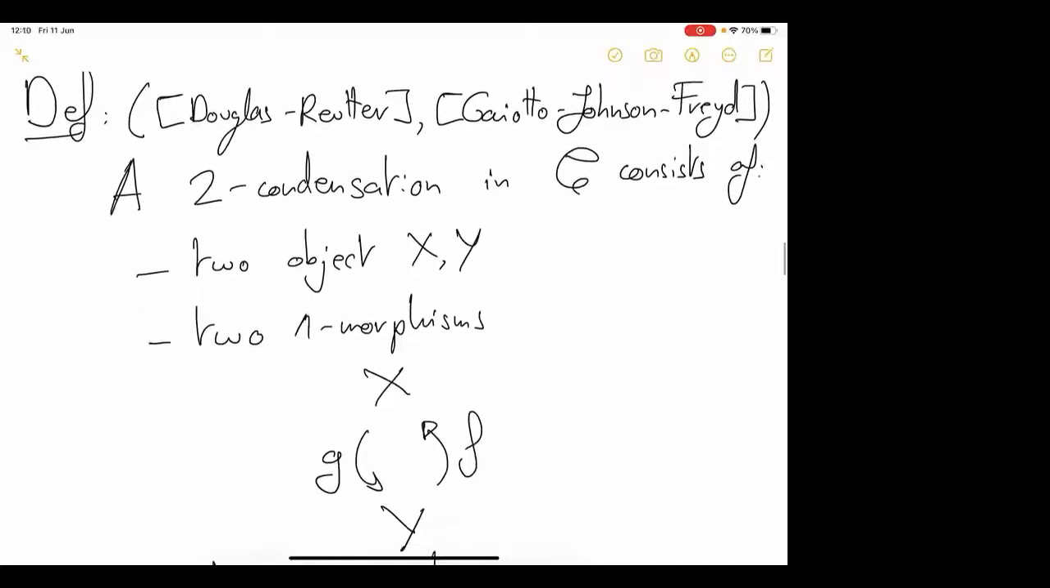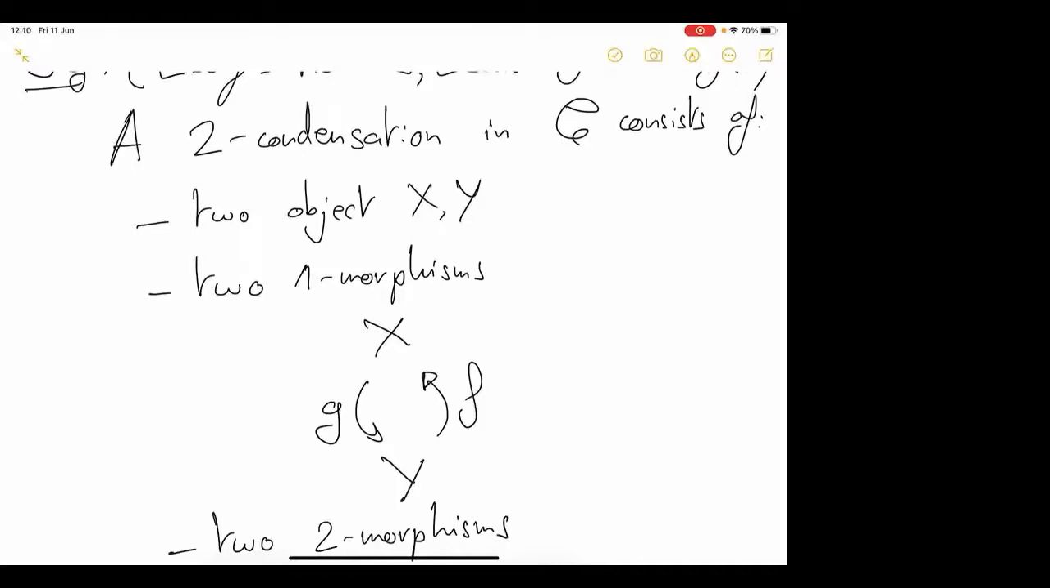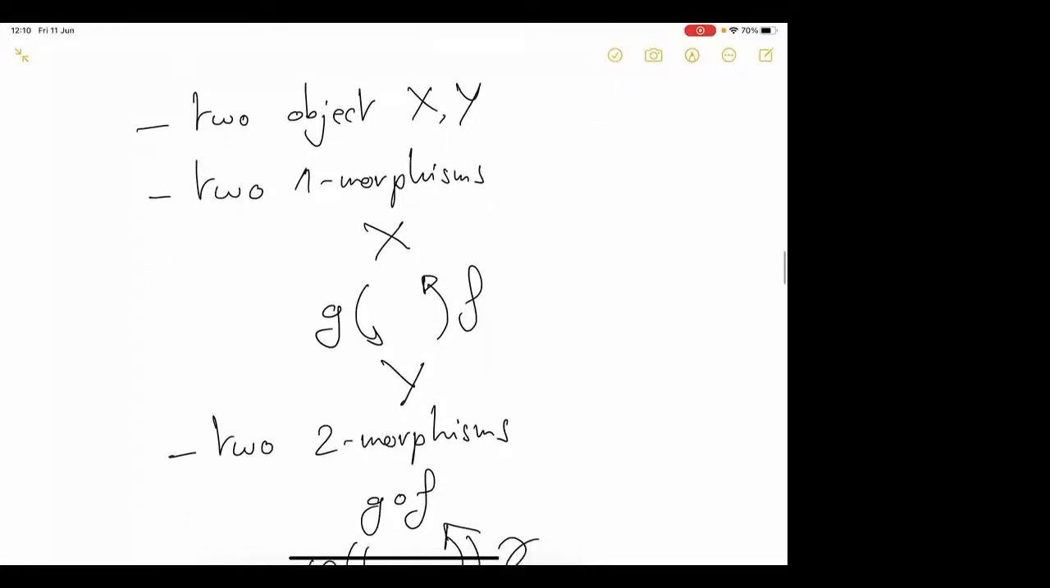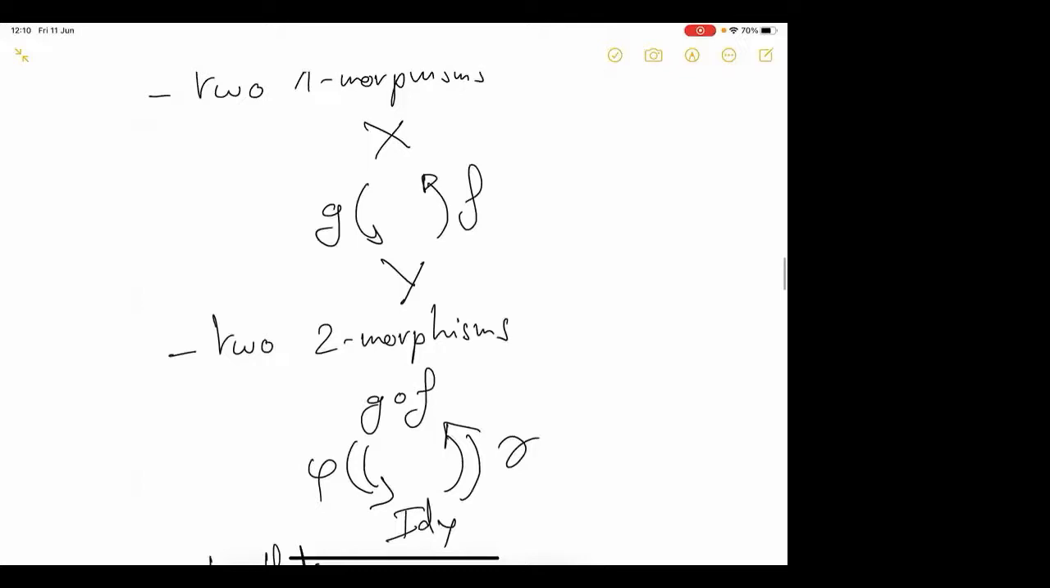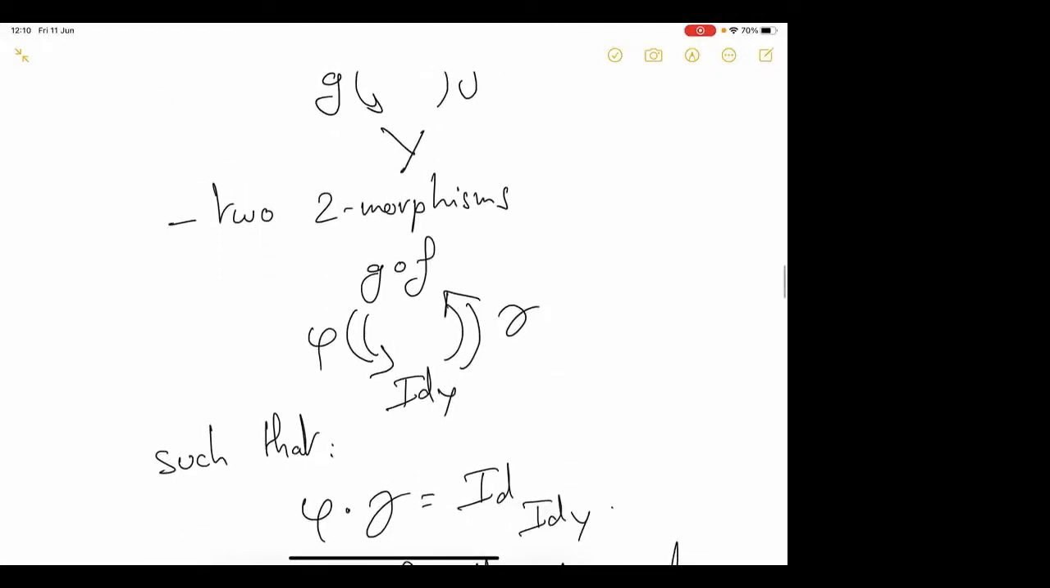What is it going to consist of? Well, a two condensation inside your favorite two category consists of two objects: something you want to surject onto and something that's going to include inside the other thing. So that's my X and Y. And then two one morphisms that go one way and the other, F and G. And then the interesting bit: I'm going to put some two morphisms onto this. I'm going to put a gamma and a phi that go from the identity on Y into this composite of F and G. And then these things have to satisfy one condition, which is that gamma has to be a section of phi.